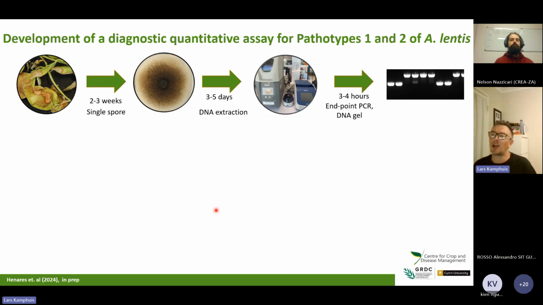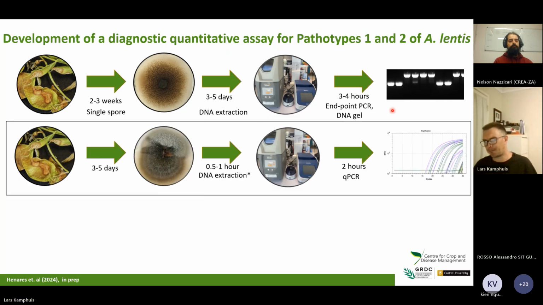Traditionally, that kind of research takes us a long time. We get an infected sample, we surface sterilize that, we plate that out, and then single spore that. Then of the single spored isolates, we do a high quality DNA extraction, and then the endpoint PCR. That's quite a time consuming exercise, so we wanted to see if we could speed up that process.